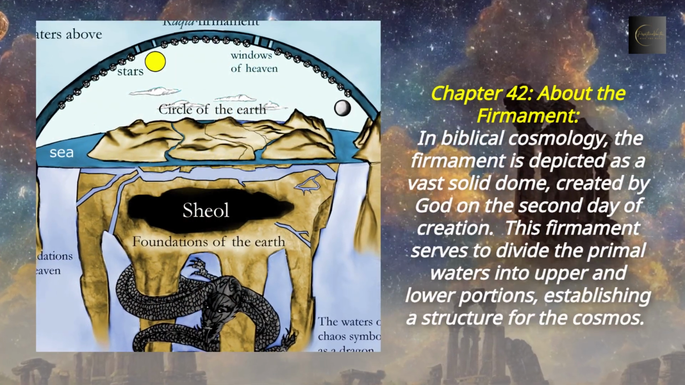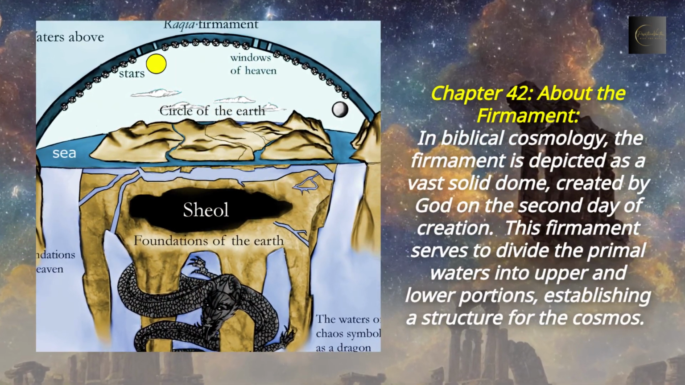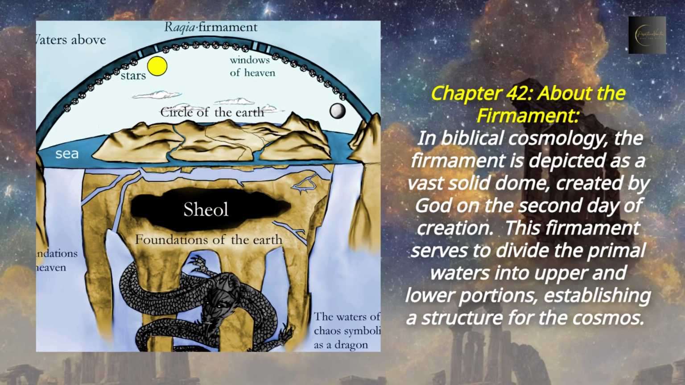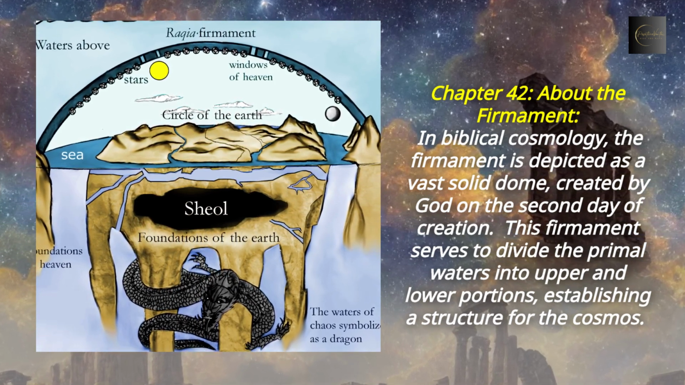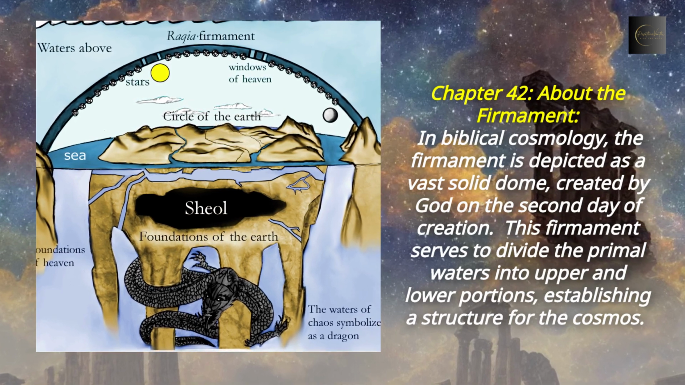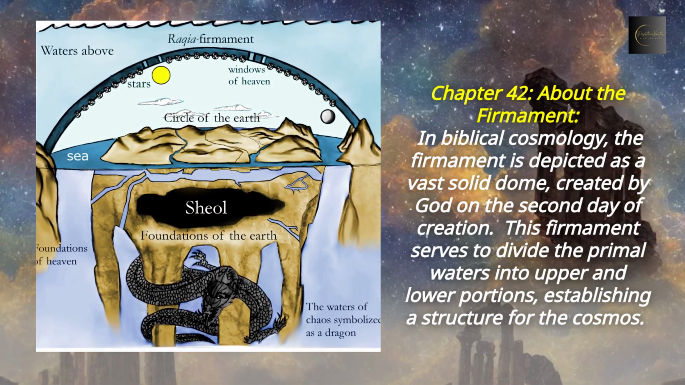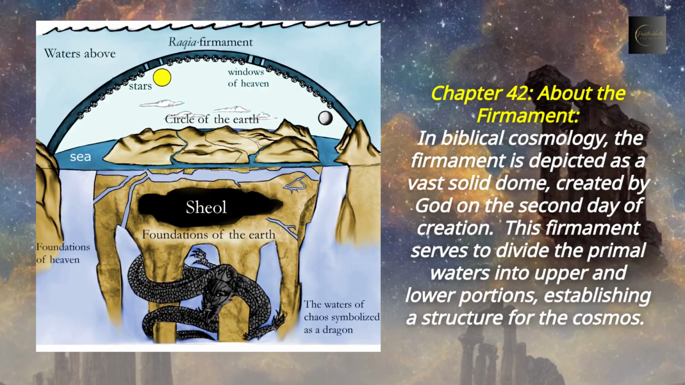Chapter 42, about the firmament. In biblical cosmology, the firmament is depicted as a vast solid dome, created by God on the 2nd day of creation. This firmament serves to divide the primal waters into upper and lower portions, establishing a structure for the cosmos.